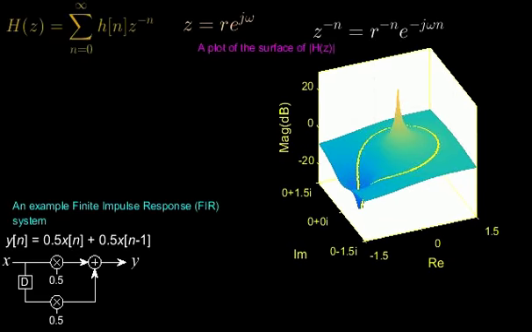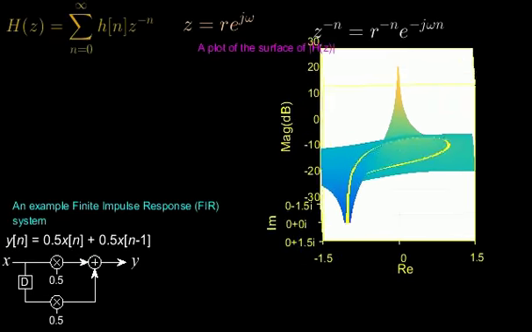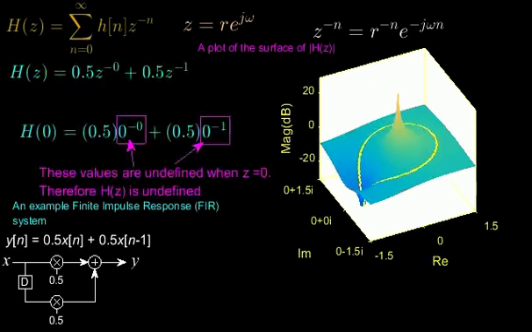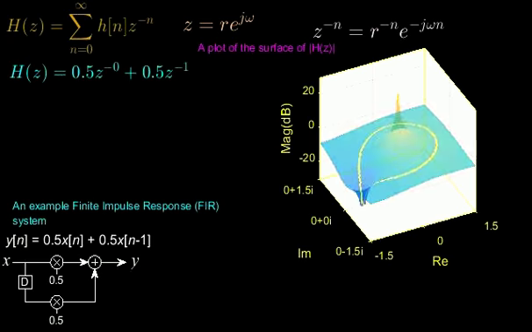In the previous video we saw that for an IIR system, H of z could be evaluated for all values of z except when z is equal to 0, and that by evaluating the magnitude of H of z for different values of z, we could build up an image of the surface of the magnitude of H of z.